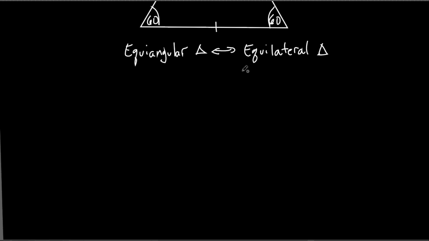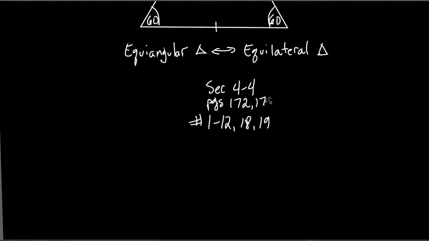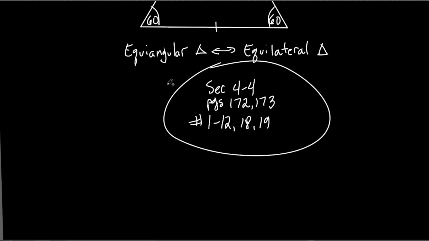So what did I give you? 1 to 12, 18 and 19. So you're doing 1 to 12, and just 18 and 19. This is section 4.4, just in case you don't have the lesson plan I gave you earlier. It's pages 172 and 173. There is your homework. That is due tomorrow.